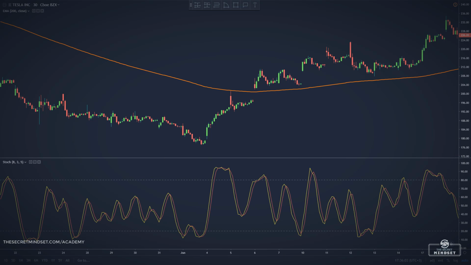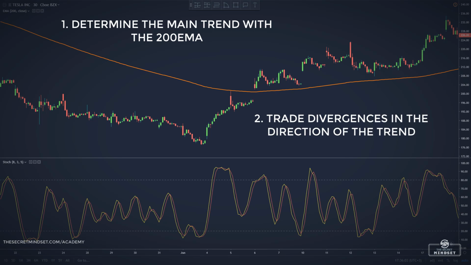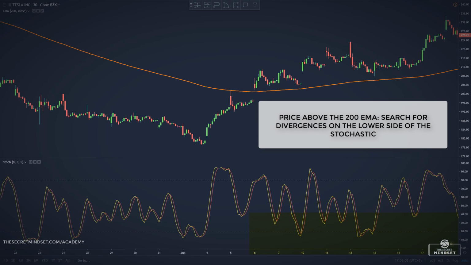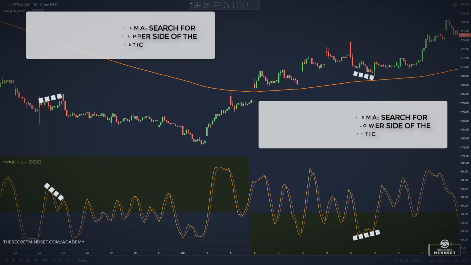This is my favorite method to trade with a stochastic oscillator. I determine the main trend with the 200 period exponential moving average, and I only trade classic divergences in the direction of the main trend, so I ignore the divergences that occur on the pullbacks or corrections of the main trend. Basically, when the price is above the 200 EMA, I search for divergences on the lower side of the stochastic, and when it's below the 200 EMA, I look at the upper side of the indicator. Also, I only trade on the 4-hour and on the daily timeframes in order to reduce market noise and filter the bad signals occurring on shorter timeframes.